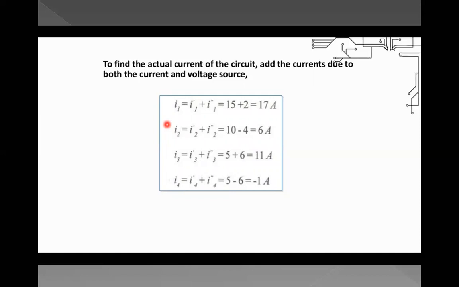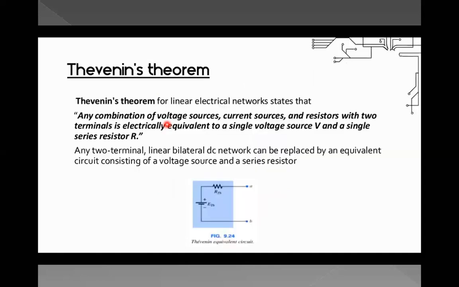Now Thevenin's theorem. The next theorem is called Thevenin's theorem. The statement for Thevenin's theorem is: any combination of voltage sources, current sources, and resistors with two terminals is electrically equivalent to a single voltage source V and a single series resistor R.